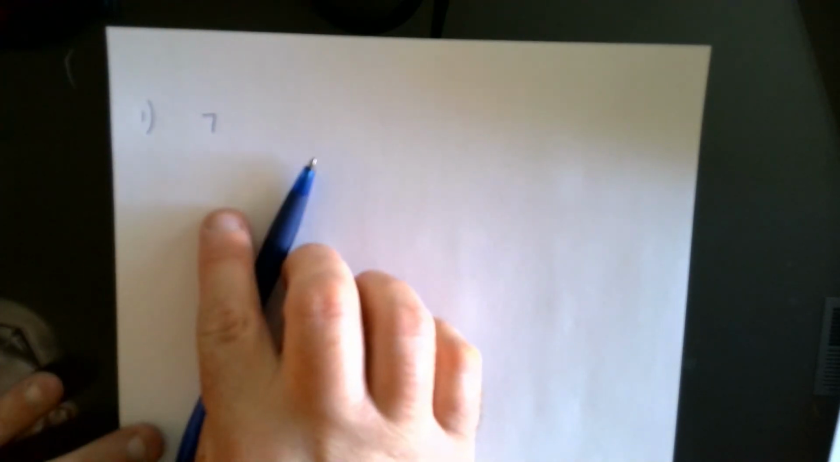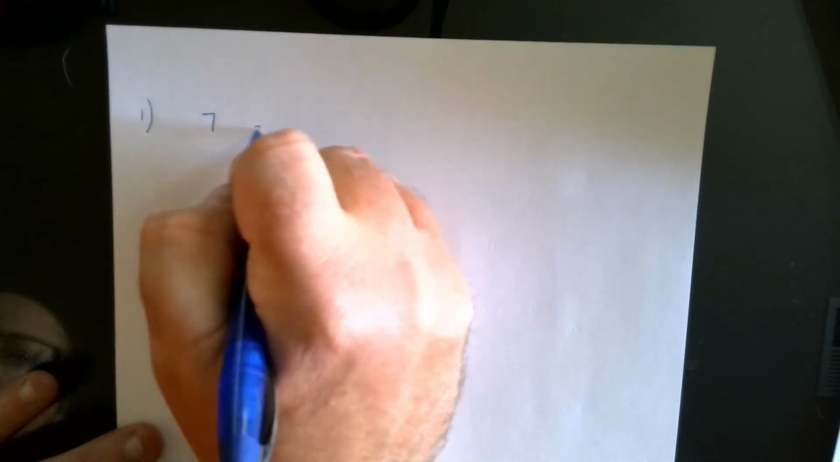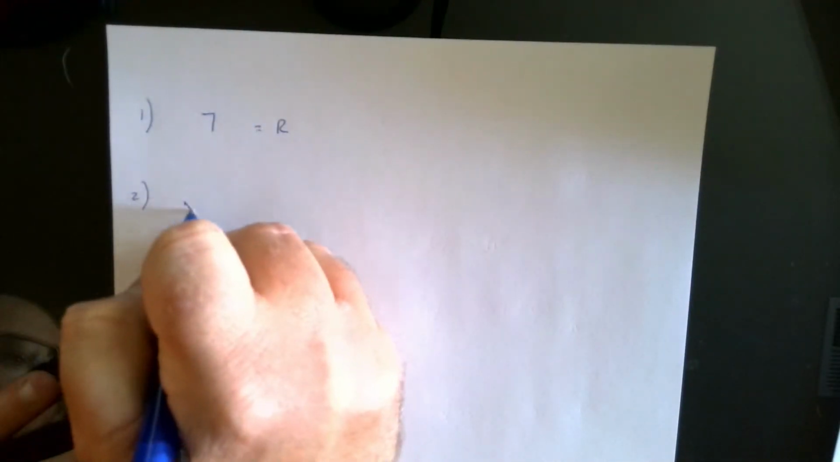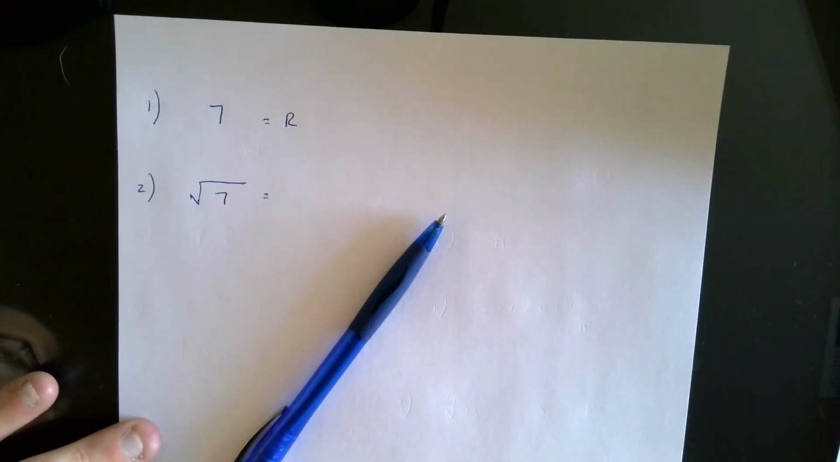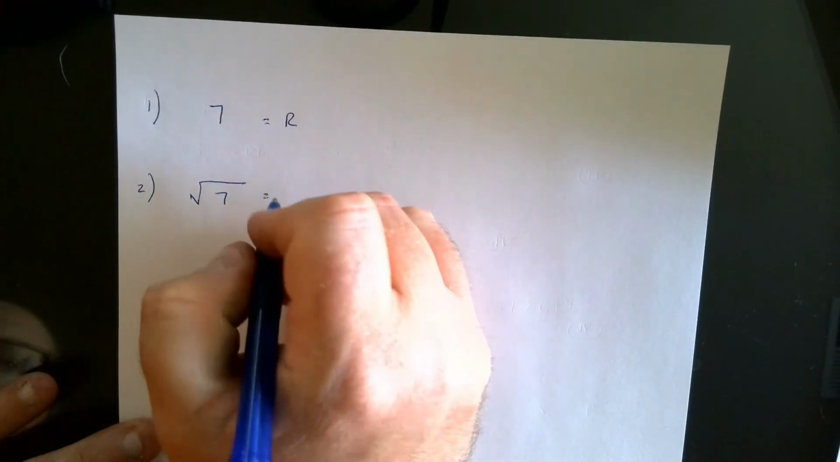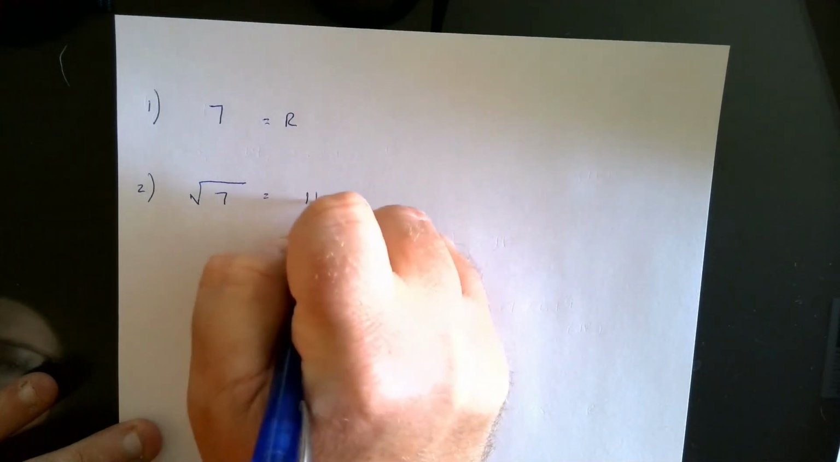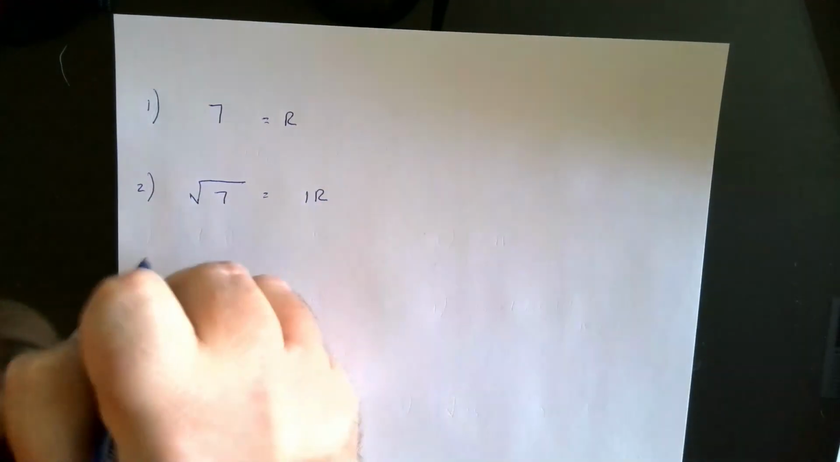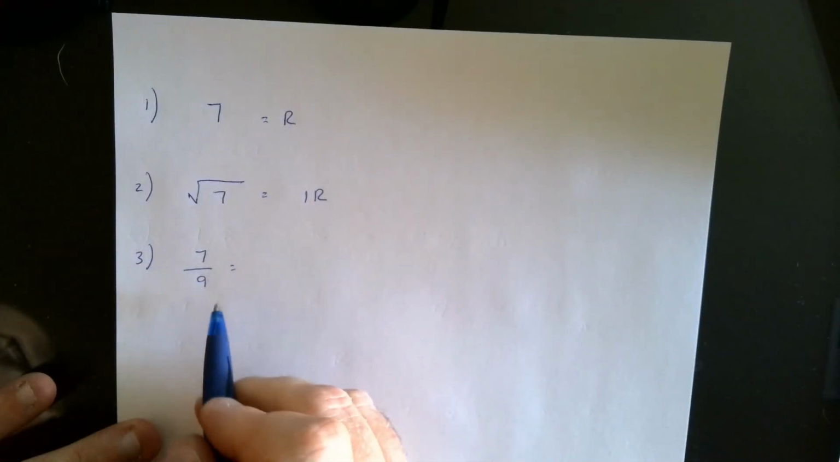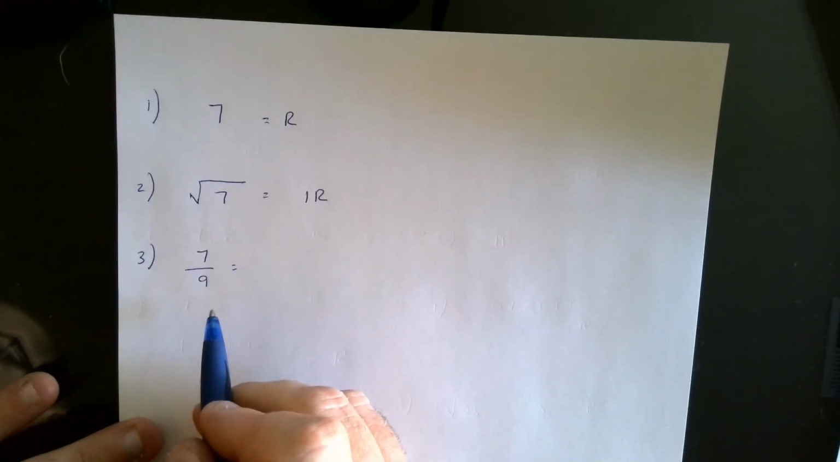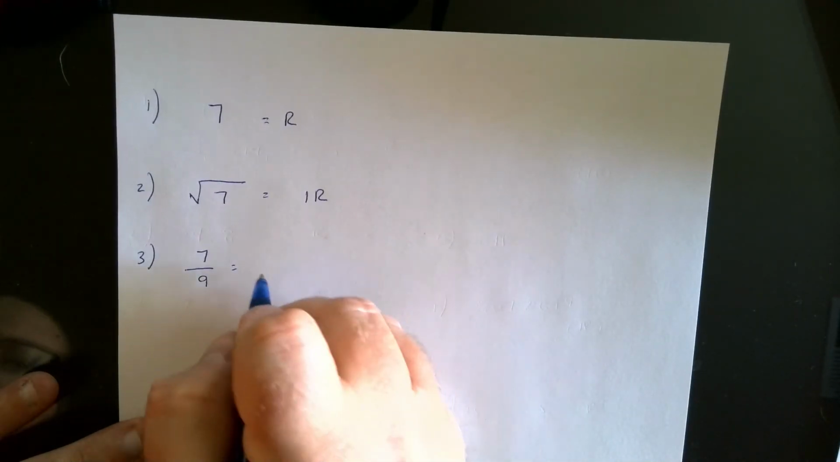If I give you the number 7, I'm going to ask you, is that rational or is that irrational? Well, it's a whole number, so of course it's rational. If I ask you for the square root of 7, is that rational or irrational? Well, there is no perfect square root of 7, so it's going to be like 2 point something, so therefore, it's going to be irrational. If I ask you for 7/9, is that rational or irrational? Once again, any fraction pretty much is going to be rational.